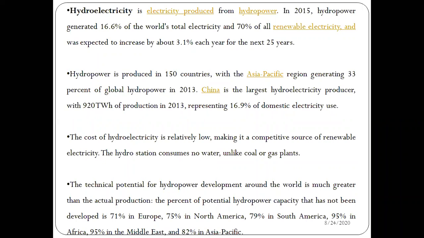So you can say that generating electricity by means of a hydroelectric power station is something economical. The technical potential for hydropower developed around the world is much greater than the actual production. The percent of the potential hydropower capacity that has not been developed is 71% in Europe, 75% in North America, 79% in South America, and 95% in Africa. This is the data that I have taken from Google. So how will hydroelectric power be generated, and which countries can contribute to hydroelectric power generation?